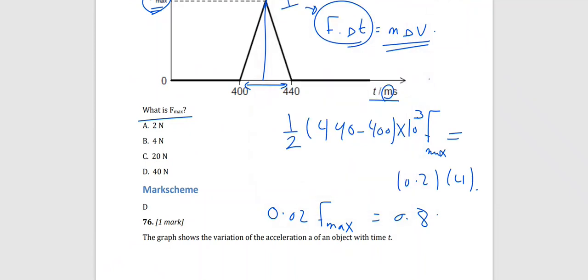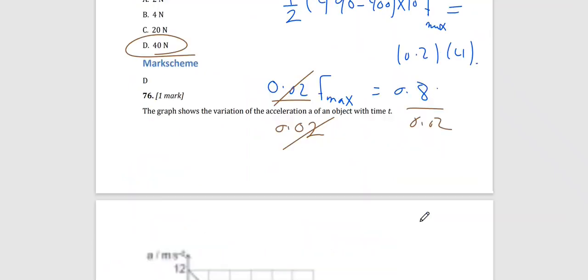Divide both sides by 0.02. So the maximum force will be 40 Newton. 40 Newton. Okay, now question 77.